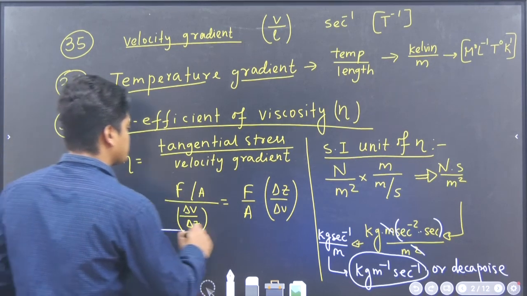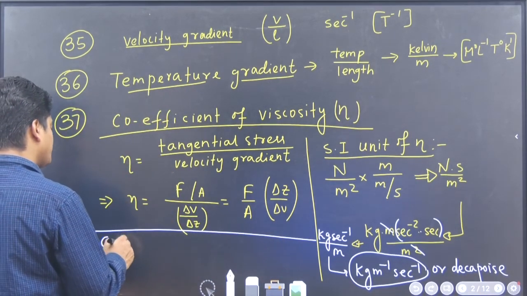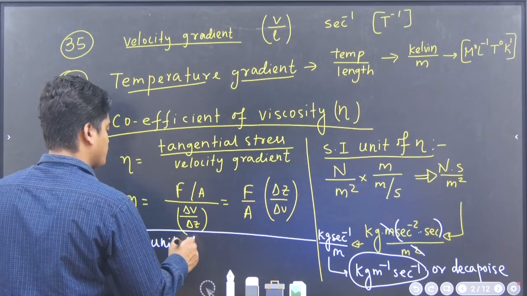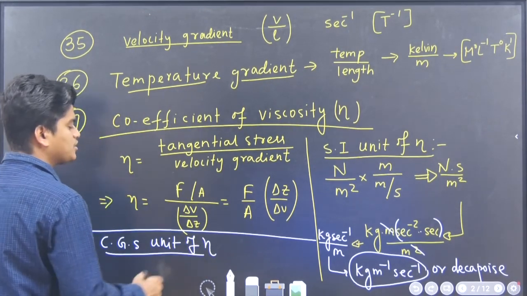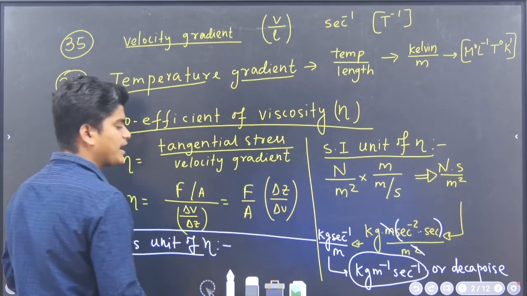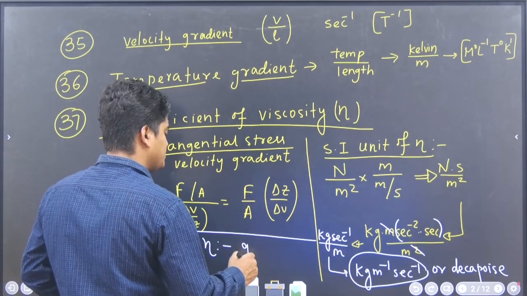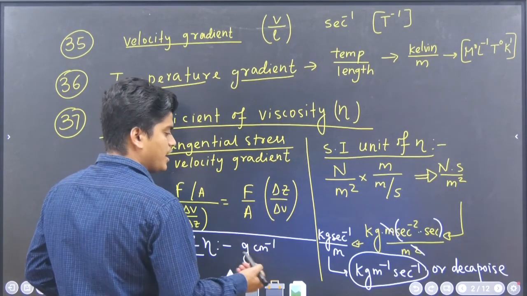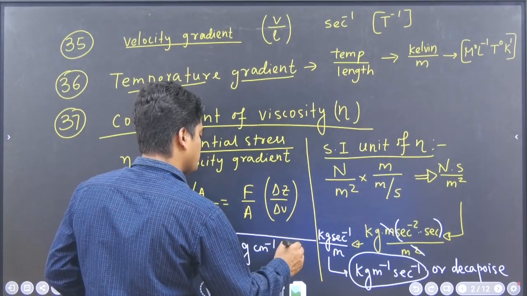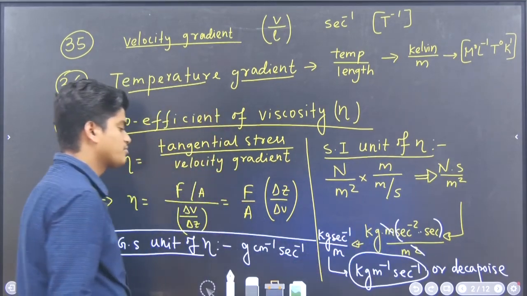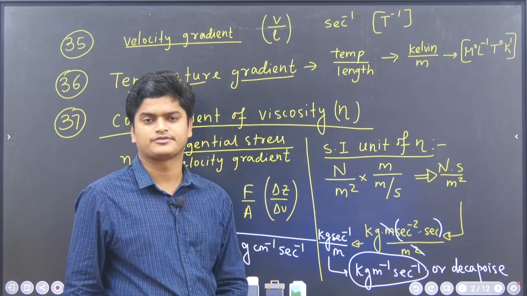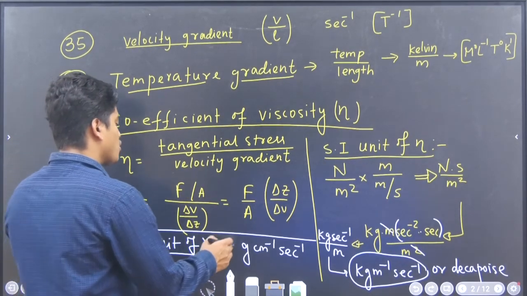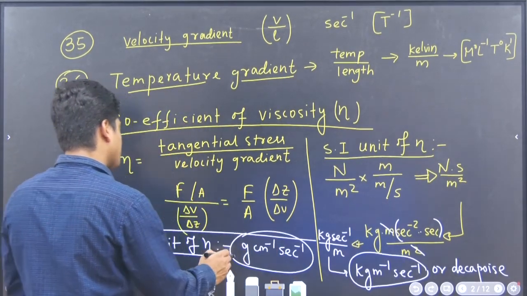Okay. So here you can write the CGS unit of eta. Now the CGS unit of coefficient of viscosity is nothing but how much? From here I can directly write: kg will become gram, meter will become centimeter, and second will remain second, and as the power is minus 1, you can put minus 1. Okay. So here the CGS unit of eta is this, and it is also called poise.